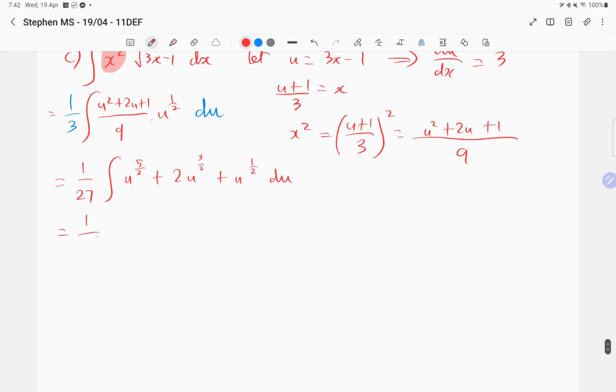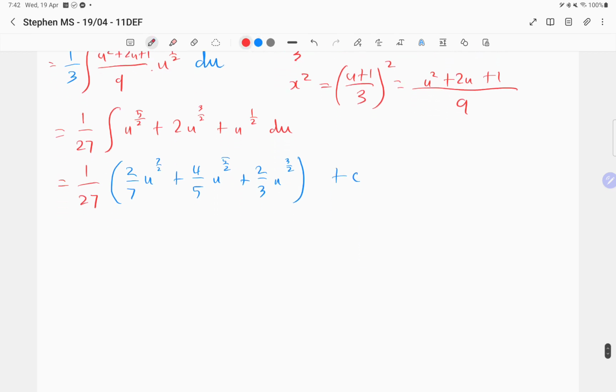Okay, so now it's 1 over 27. Antiderivative would be 2 on 7, u power 7 on 2. Plus 4 on 5, that would be 5 on 2, so u power 5 on 2, and times it by 2 on 5 is 4 on 5. Plus, that would just be easy, 2 on 3, u power 3 on 2. Plus c.